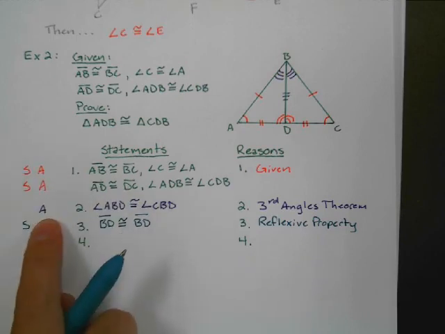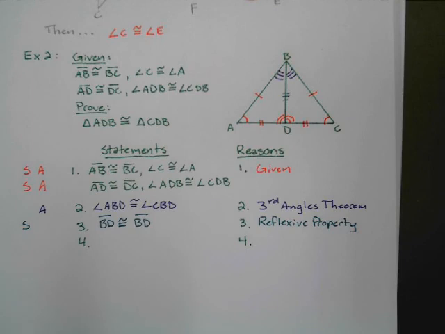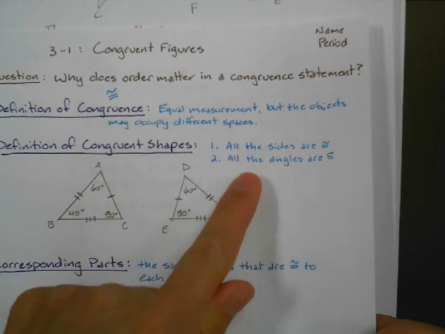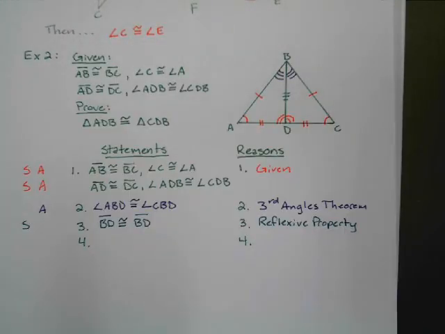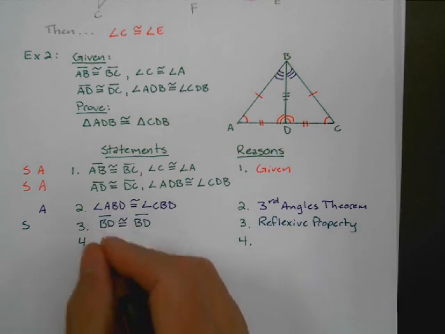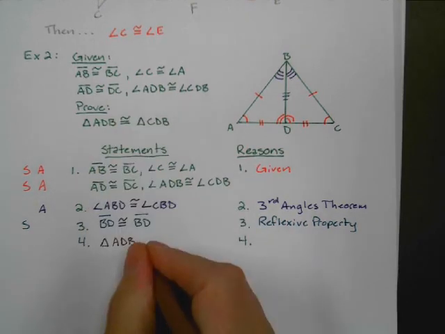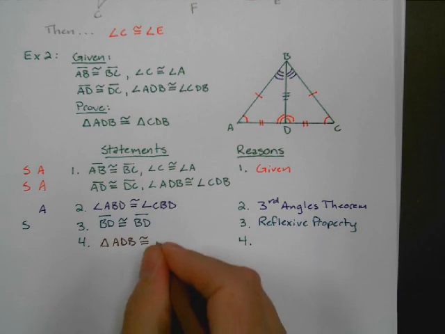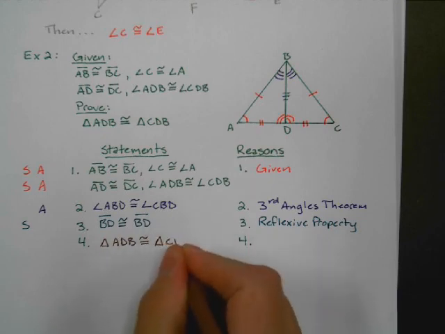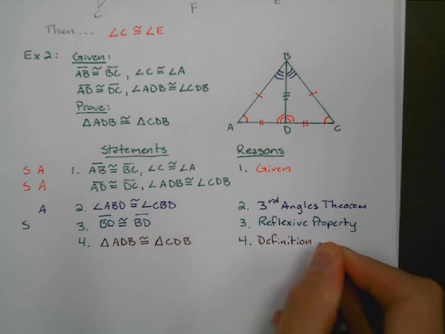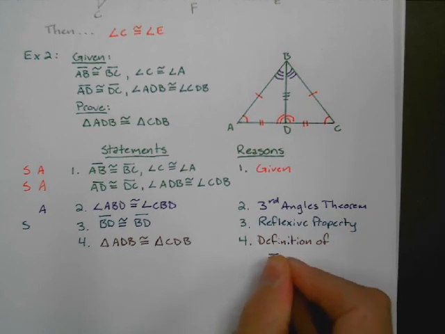3 angles have been proven congruent. That is what we were talking about with the definition of congruent shapes. All the sides are congruent, all the angles are congruent. So now, as my last step, I can write that triangle ADB, so what I was trying to prove, I can now write it, is congruent to triangle CDB because of the definition of congruent shapes.